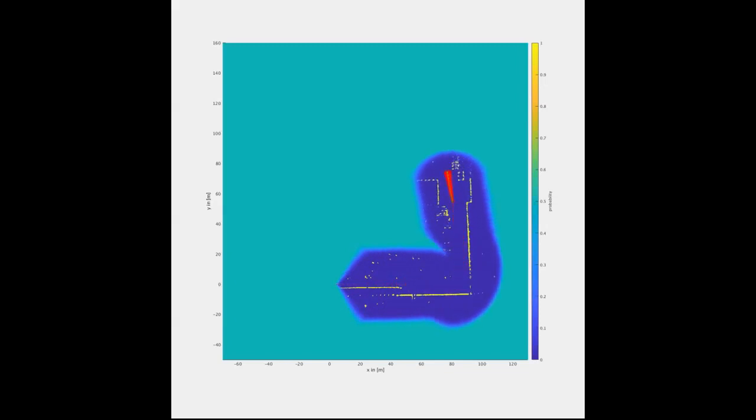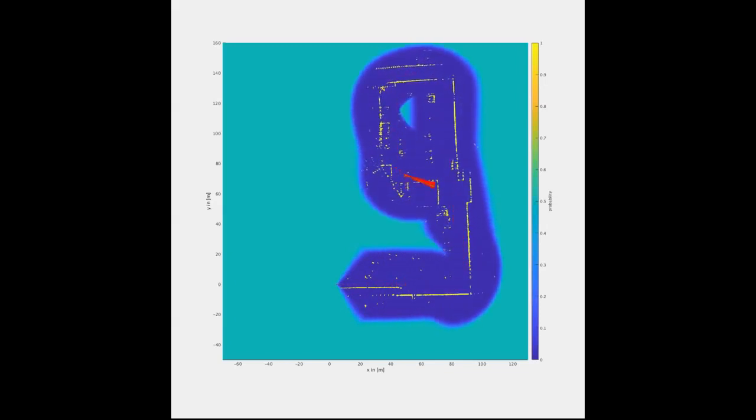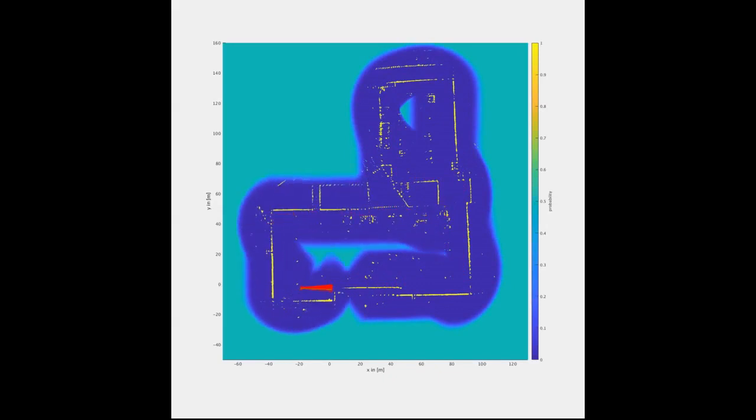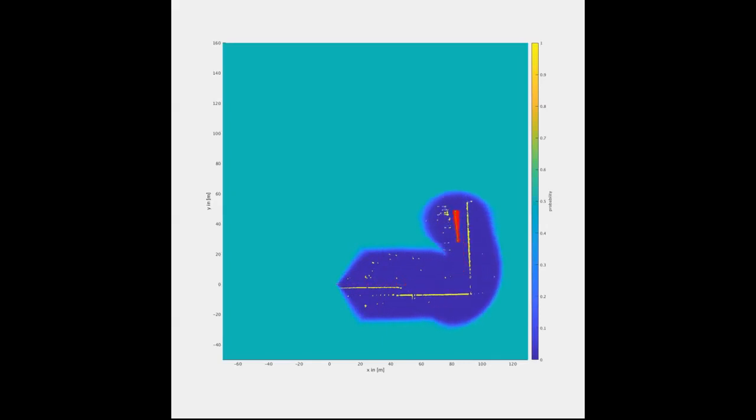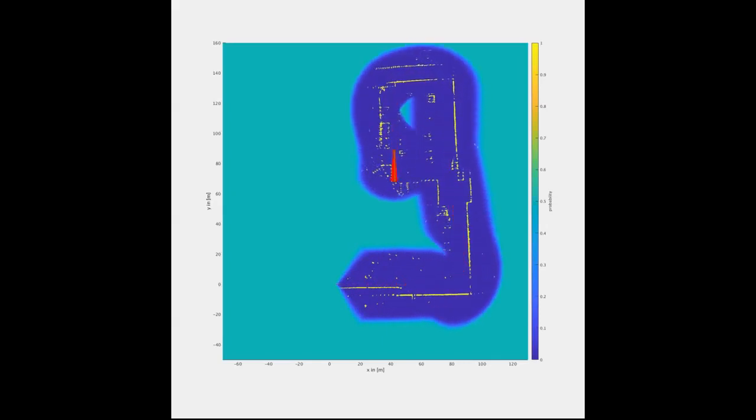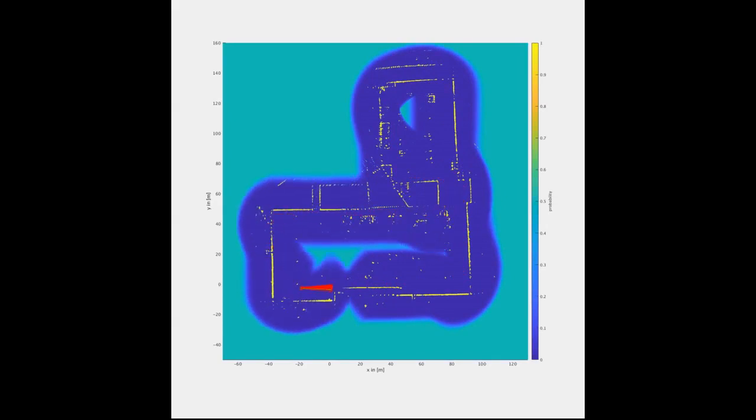So green in this map here means we don't know anything about the environment. Blue means we know there's free space. And yellow means we know there's an object. So we were driving here around a parking lot with a metallic fence. And in this video, you can clearly see the metallic fence. You can see some objects on this parking lot. And this is what a typical grid map looks like. And where we have not driven yet, we don't know anything. So there the probability is 0.5.